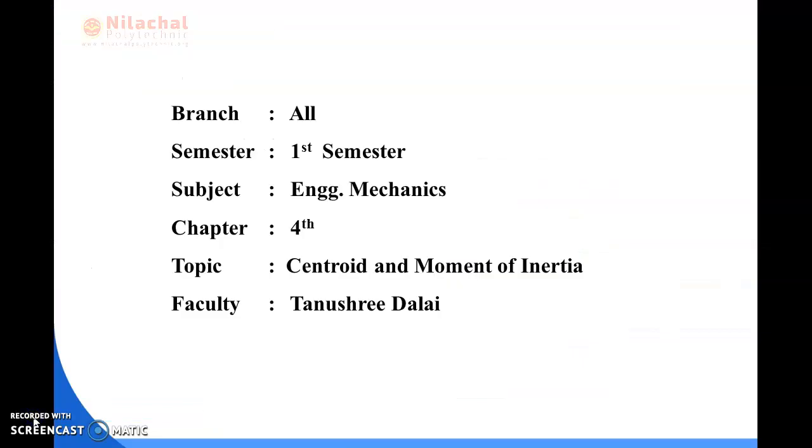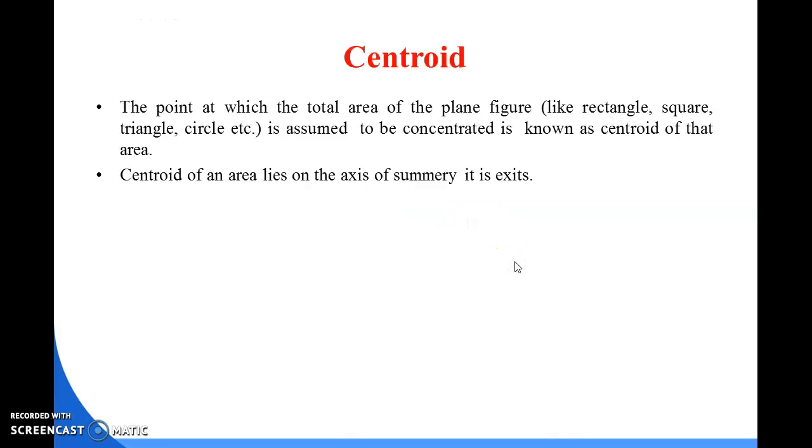So today we will discuss your chapter 4, which is named Centroid and Moment of Inertia. Before we start this chapter, we have to know what we mean by centroid and center of gravity. First of all, centroid is the point at which the total area of a plane figure like rectangle, square, circle and triangle is assumed to be concentrated, and the centroid of an area lies on the axis of symmetry.